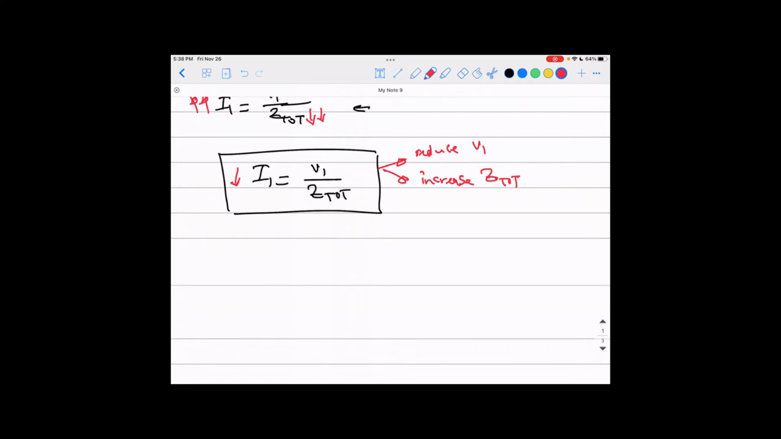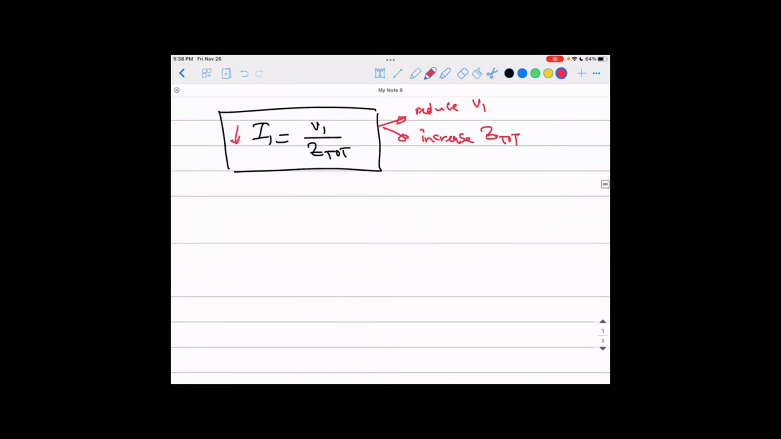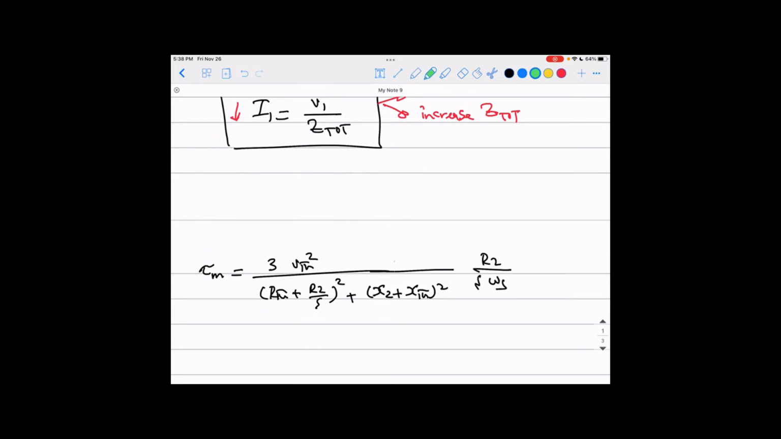So even reducing the voltage or increasing the motor's impedance, okay? The whole point to keep in mind, go back to your torque-speed characteristics, which equals 3 V Thevenin squared divided by (R Thevenin plus R2 over S) squared plus (X2 plus X Thevenin) squared, multiplied by R2 divided by S omega S, yeah? And you know, for the starting, the slip equals 1, okay?